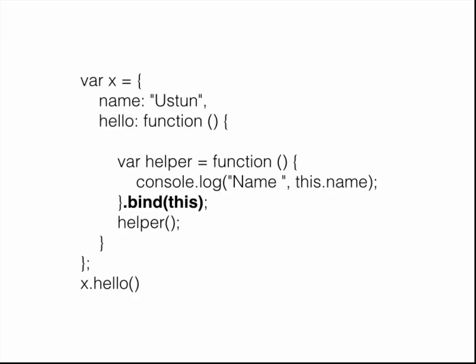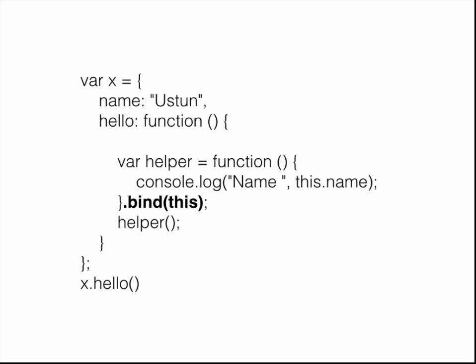Another solution to this is to bind this function. Now I'm still calling it naked, but this time helper is not a naked function. It's a function that has immediately been bound, and this value has been frozen. So this is not a function whose this value can change anymore. The moment I call bind this, I'm saying whatever this refers to here, freeze it to whatever this is while I'm defining it. So this bind was introduced in EcmaScript 5. So this is another solution.